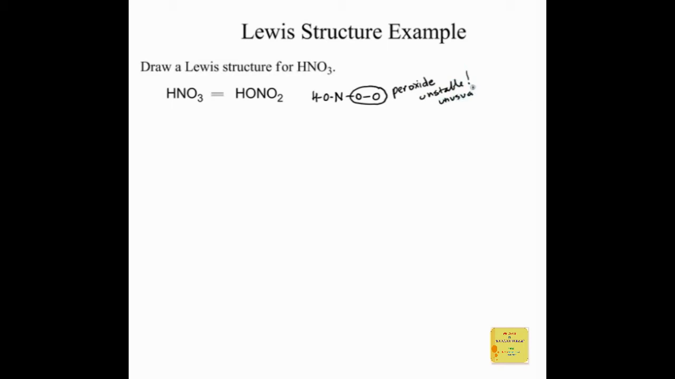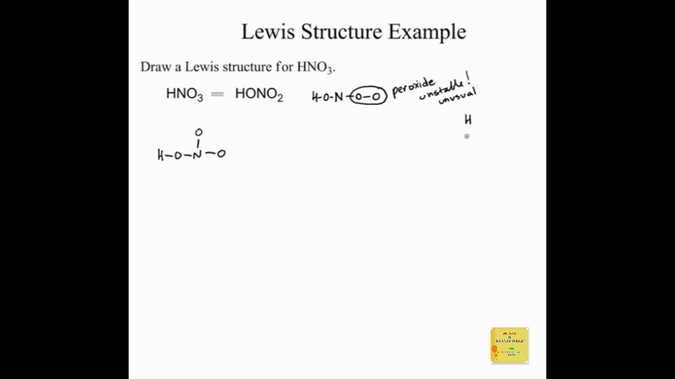So while it might be possible that your structure is going to be a peroxide, we're going to look for an arrangement of atoms that avoids that unstable connectivity. And so instead, the Lewis structure, the correct connectivity, has all three oxygens bonded to the central nitrogen. So that's actually the connectivity for nitric acid. Okay, we can go ahead and add up our valence electrons.